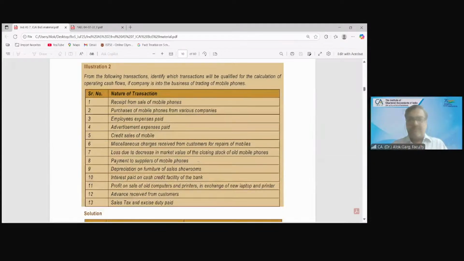So this payment question is based on the direct method, no? Based on the direct method. Yes, absolutely right.